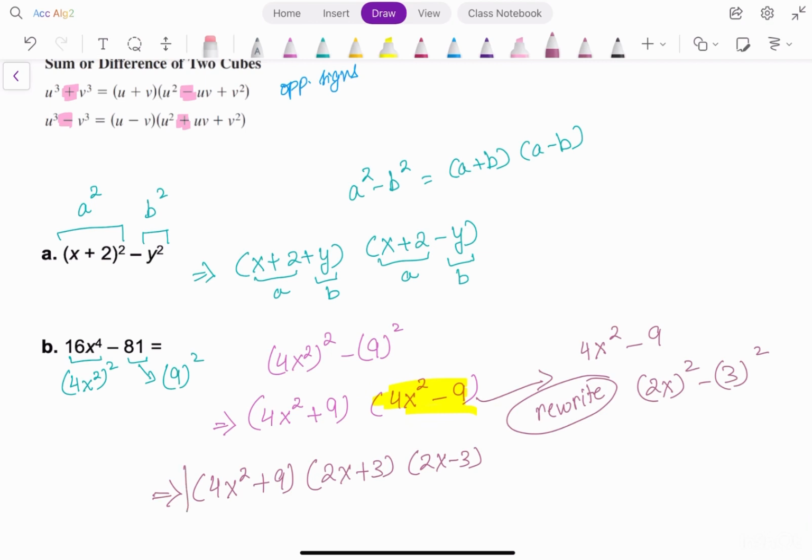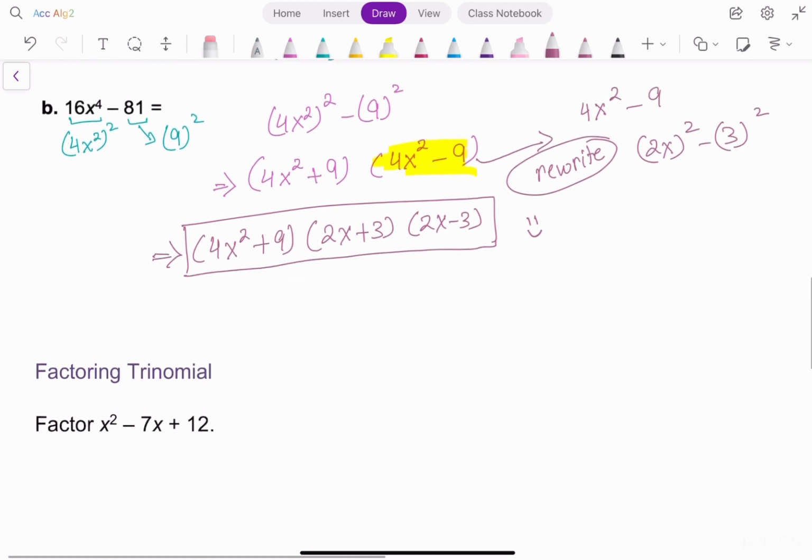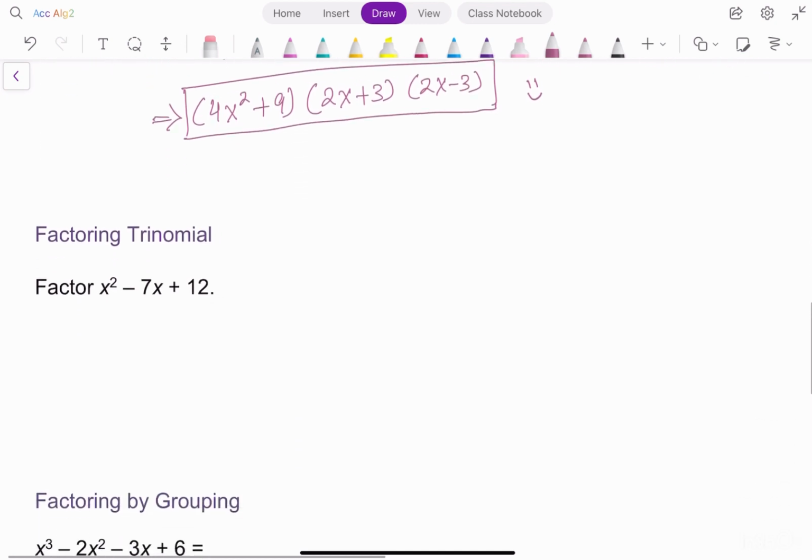So don't leave the answer in the first line. Keep on simplifying it as much as you can, till it is prime. That is why with a polynomial, always consider completely factoring it till you are not able to factor it further.